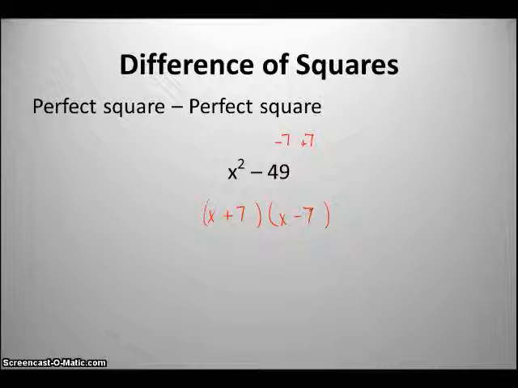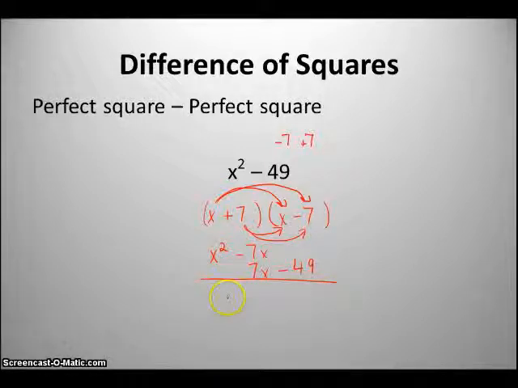And if you're not sure if your work is correct, you can always distribute and check. X times x gives you x squared. X times negative 7 gives you negative 7x. 7 times x gives you a positive 7x. And 7 times negative 7 gives you a negative 49. Combine your terms. I have x squared. Negative 7x plus 7x adds up to 0, minus 49. So x plus 7 times x minus 7 is the proper factorization.